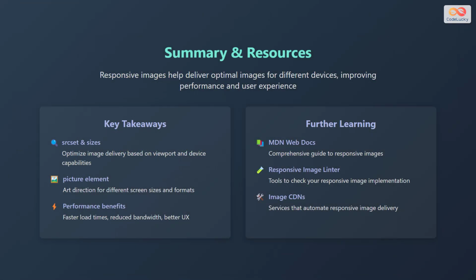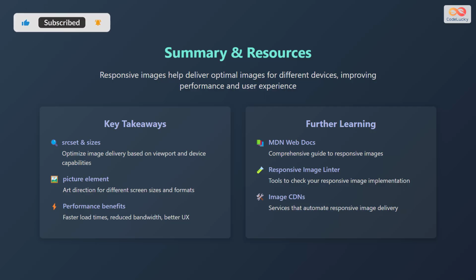In summary, responsive images help deliver optimal images for different devices, improving performance and user experience. Key takeaways include using srcset and sizes to optimize image delivery based on viewport and device capabilities, using the picture element for art direction across different screen sizes and formats, and understanding the performance benefits of faster load times, reduced bandwidth consumption, and improved user experience.